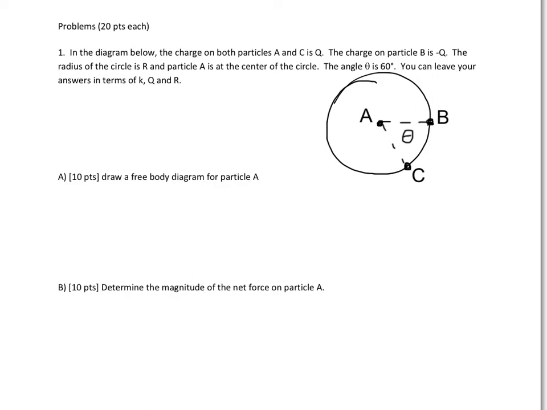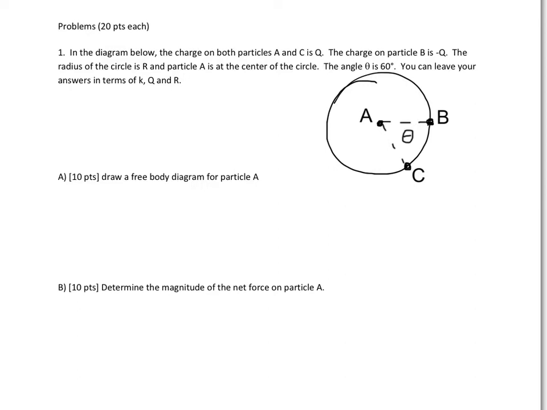Problem 1. In the diagram below, the charge on both particles A and C is Q. The charge on particle B is minus Q. The radius of the circle is R, and particle A is at the center of the circle. The angle theta is 60 degrees, and you can leave all answers in terms of K, Q, and R.